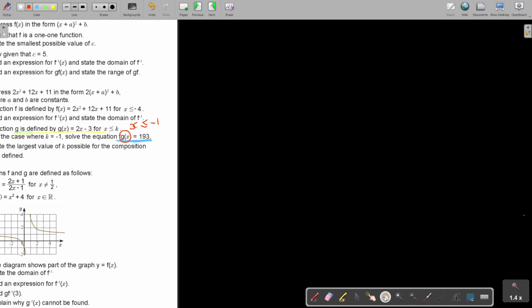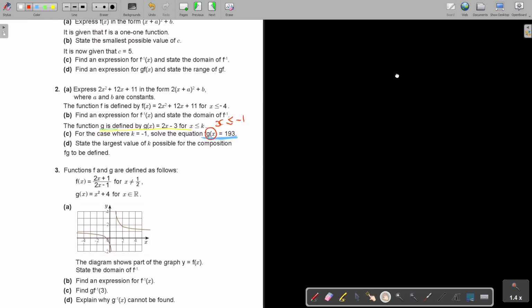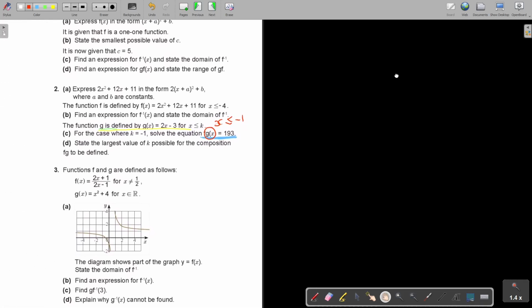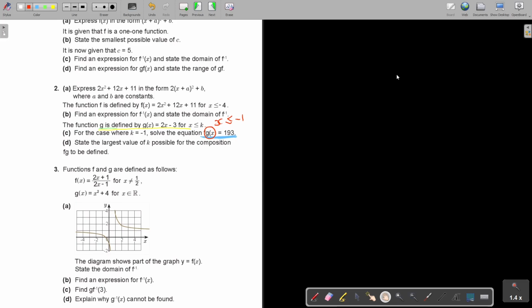Okay, let's start with number D. State the largest value of k possible for the composition fg to be defined. Okay, now it's open, so let's just start with D. Let's just start here.